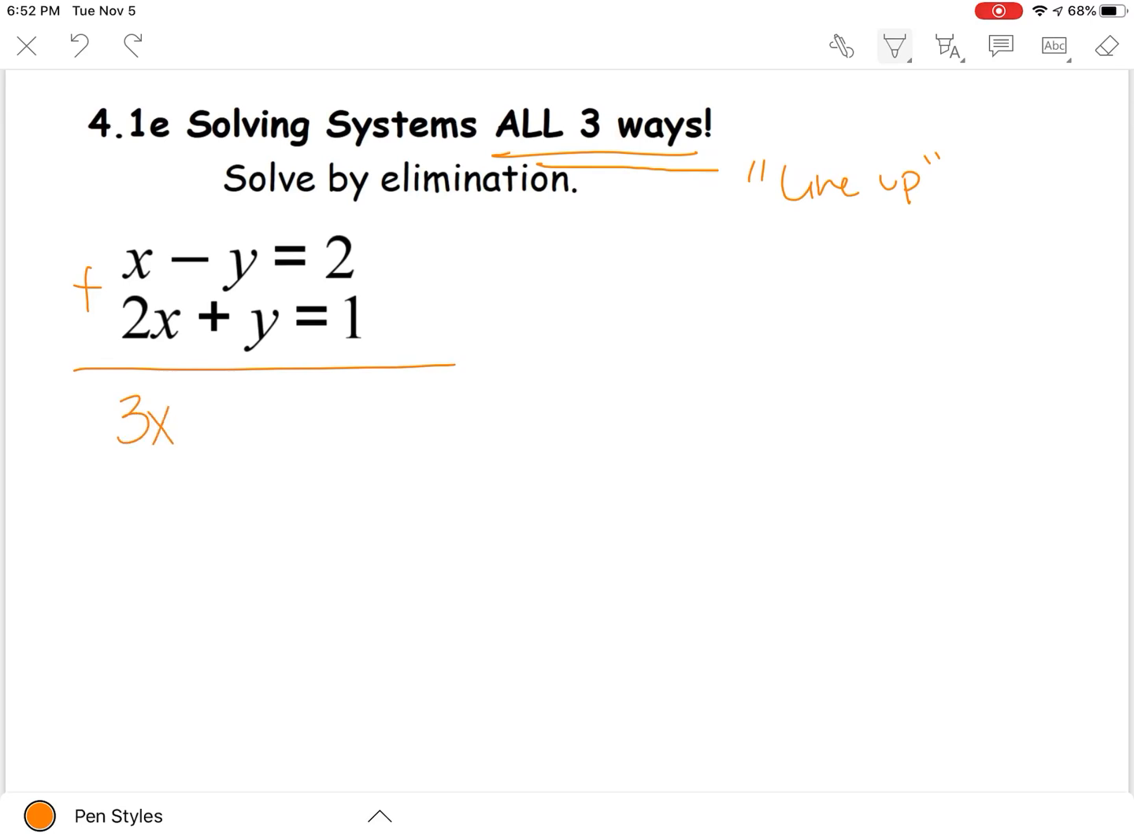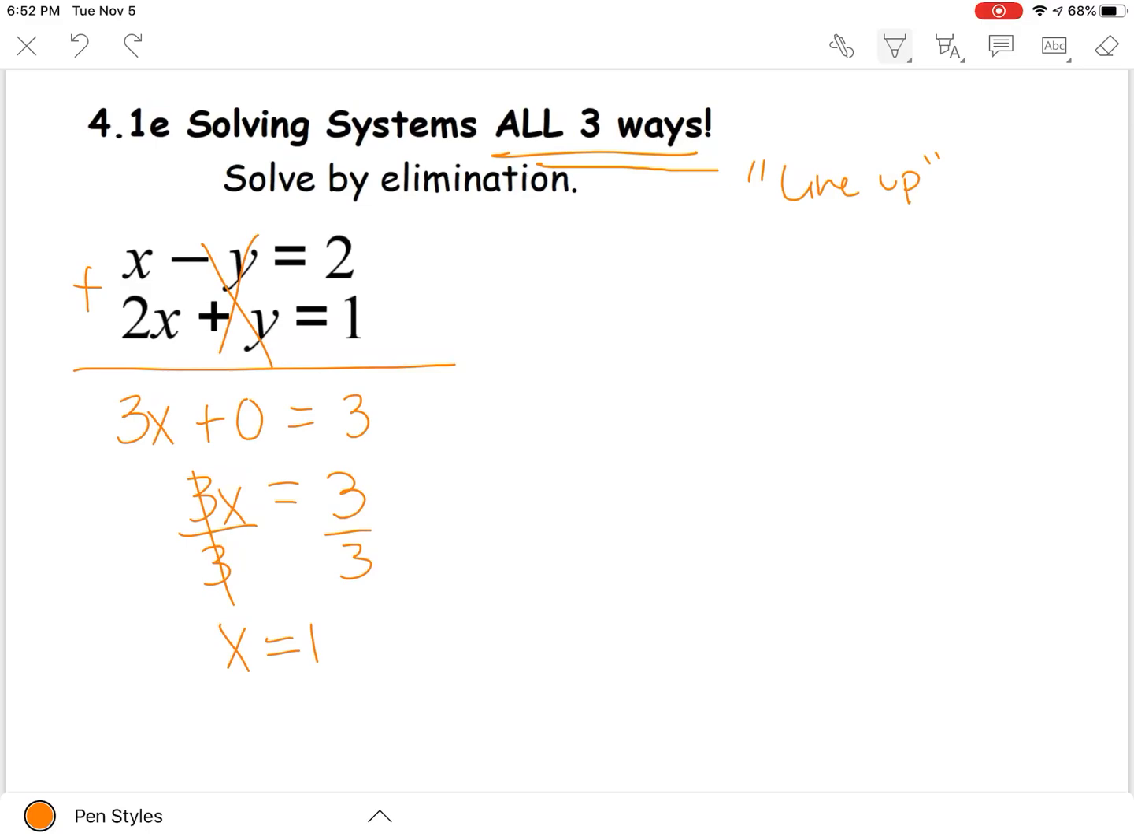x plus 2x is 3x. Negative y plus y eliminates to 0. And 2 plus 1 is 3. So we end up with 3x is equal to 3. We can divide by 3 on both sides, so we end up with x is equal to 1.